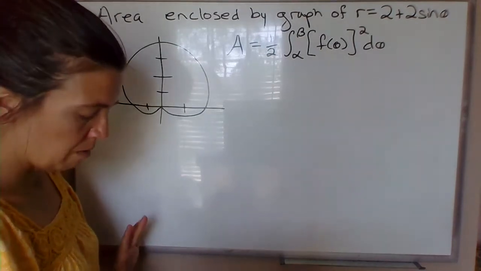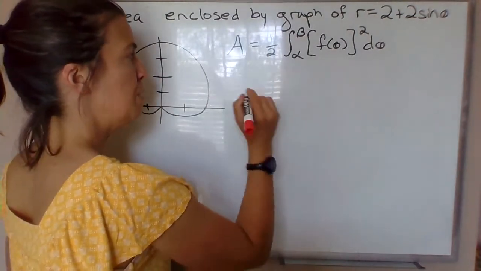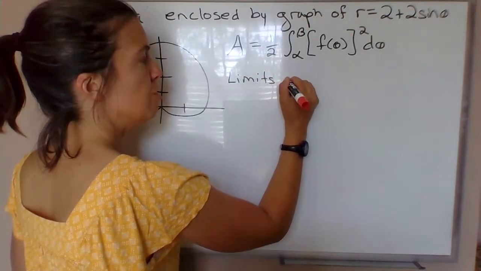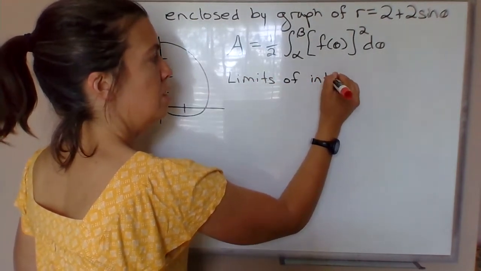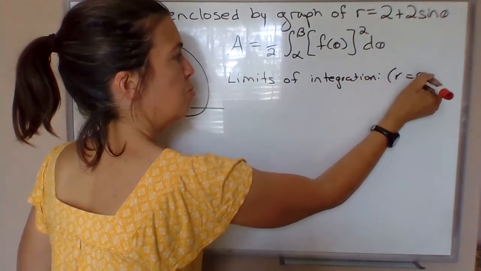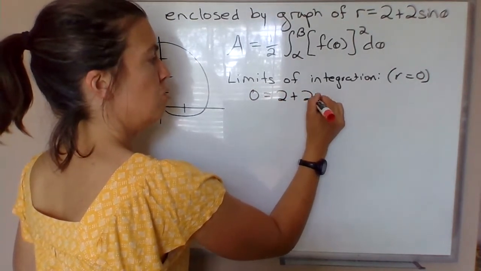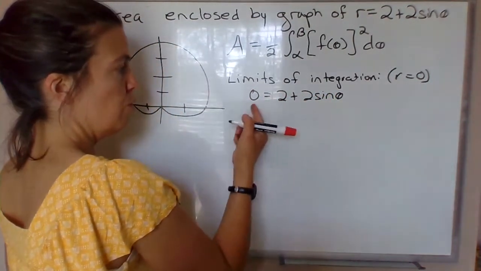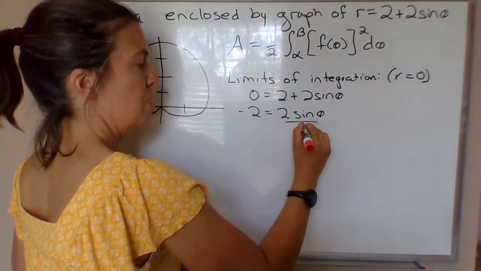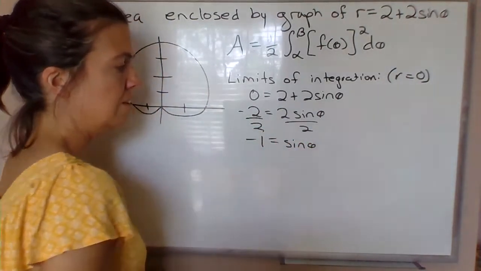So again, I'm going to go back to the advice I gave in a previous video, which is when you're finding limits of integration, start out by setting your expression for r equal to 0. So in this case, 0 equals 2 plus 2 sine theta. Okay, so if we move the 2 over and then divide both sides by 2, -1 equals sine of theta.